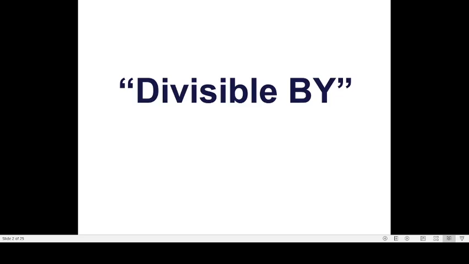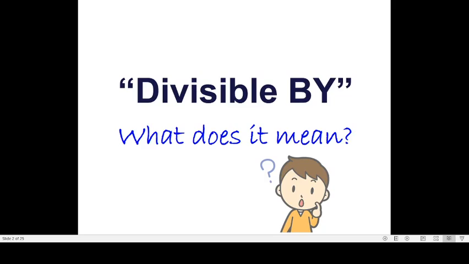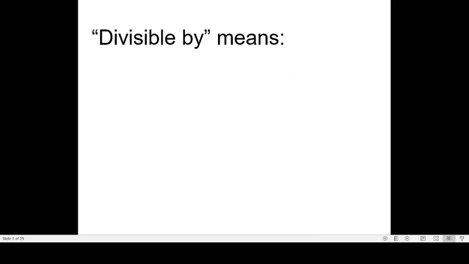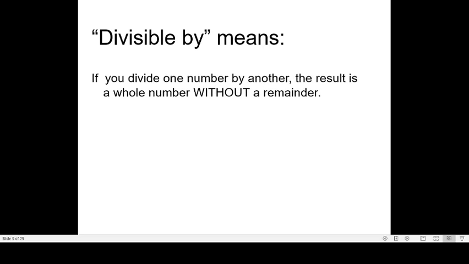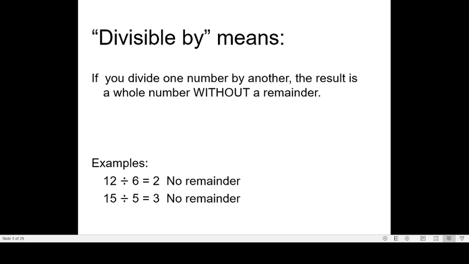The term divisible by, what does it mean? Divisible by means if you divide one number by another, the result is a whole number without a remainder. For example, if we divide 12 by 6, the quotient is 2 and there is no remainder. So here we can say 12 is divisible by 6. One more example, if we divide 15 by 5, then the quotient is 3 and there is no remainder. So here we can say 15 is divisible by 5.